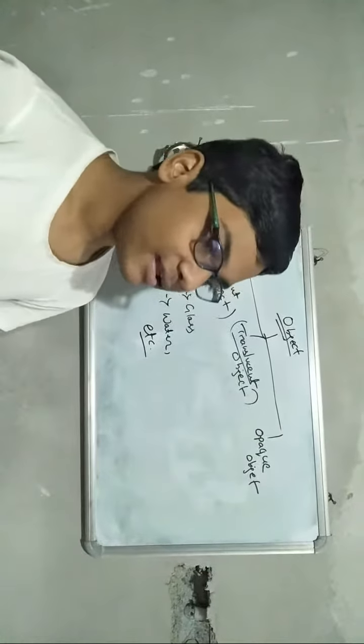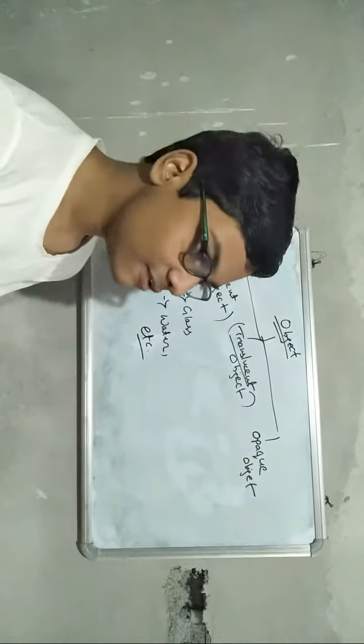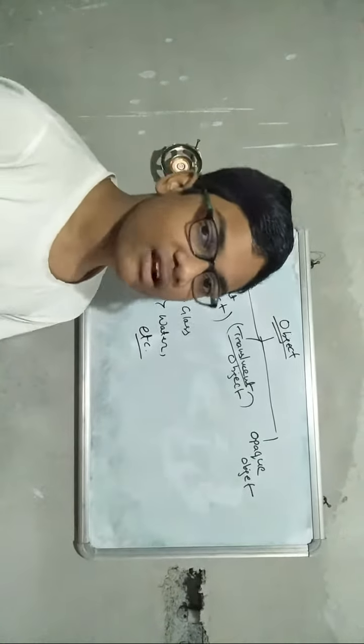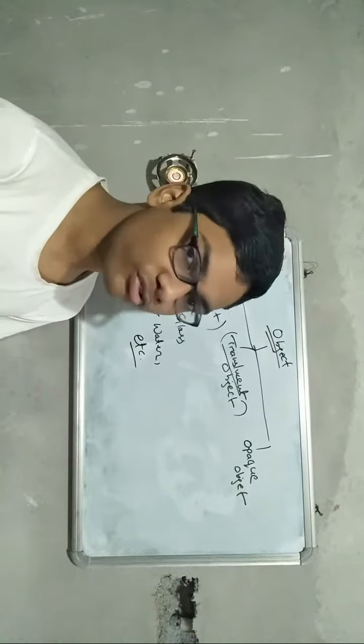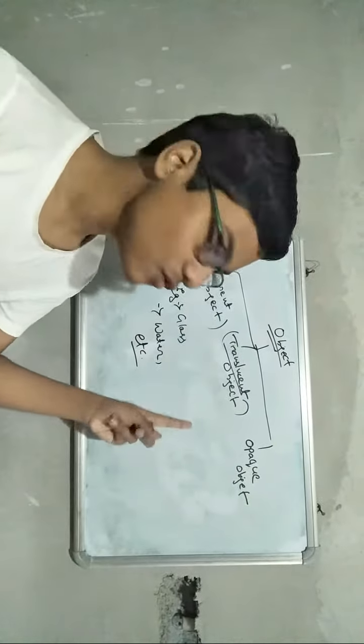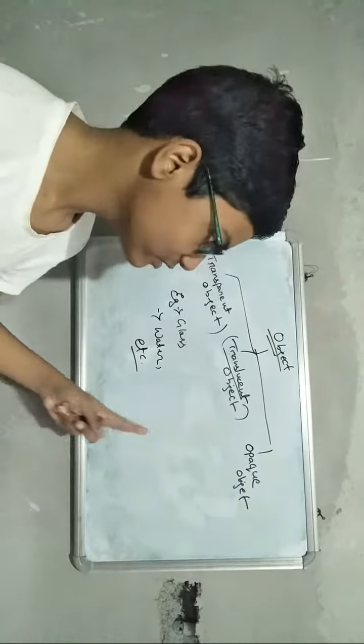Means, if I take a frosted glass sheet and give the light in front of it, it partially passes the light. Means, a small portion of light is passed by these types of objects. For example, frosted glass, then dirty water, then tissue paper is also an example of a translucent object, etc.